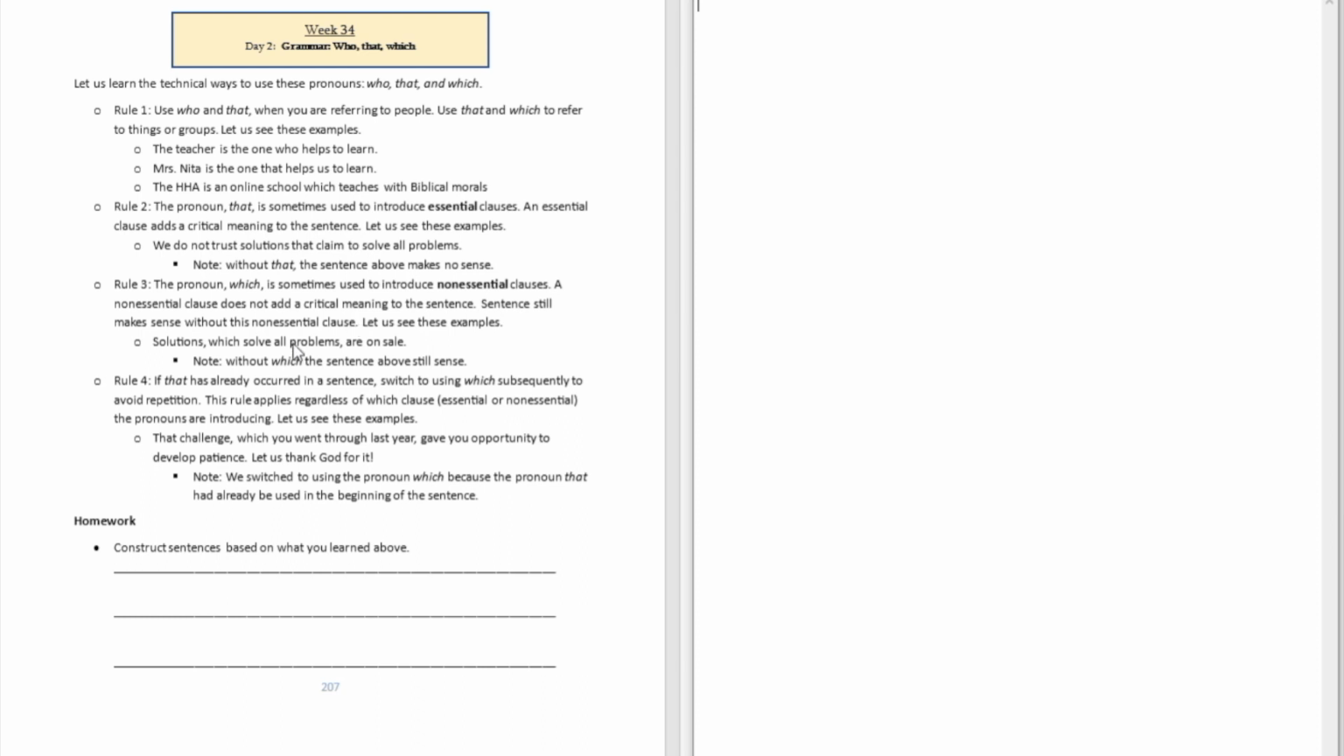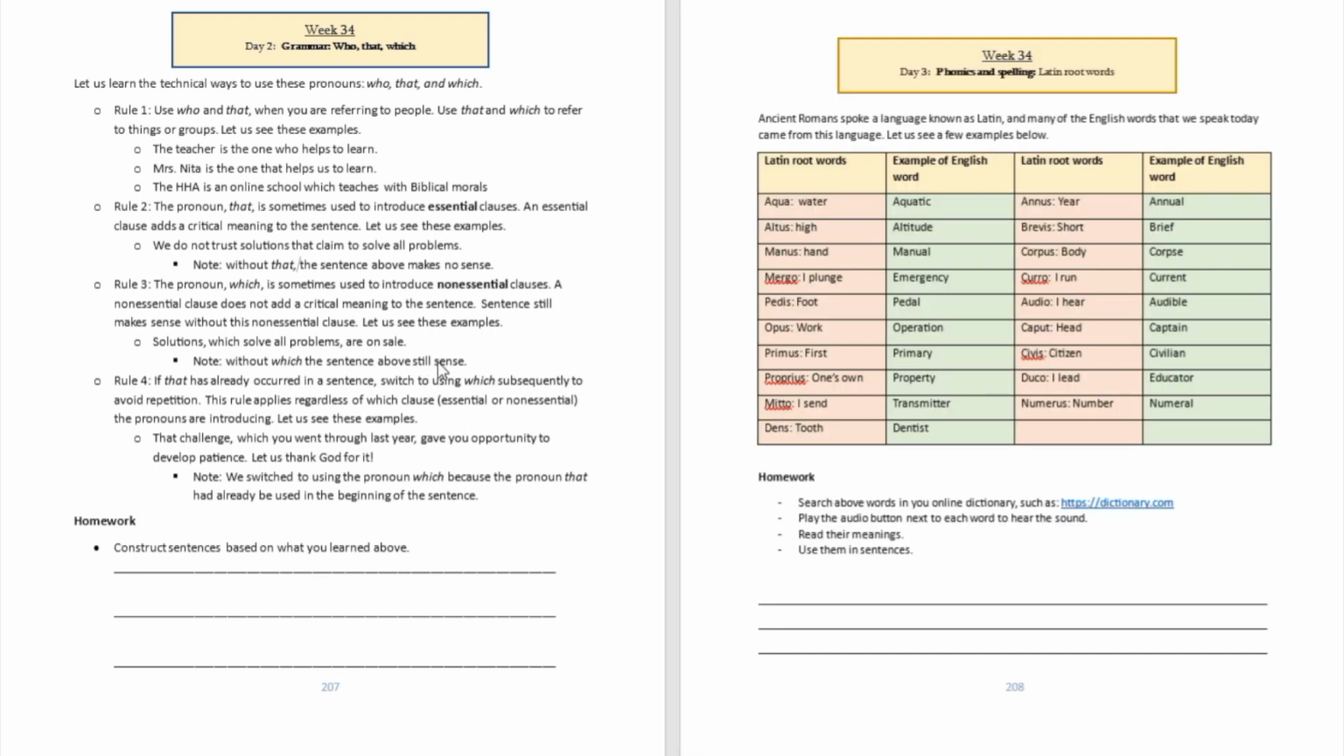Well, what's an example of that? Solutions which solve all problems are on sale. If I were to remove this non-essential clause, solve all problems, the sentence still makes sense. In other words, I can say solutions are on sale. That's correct. So without which in this sentence, the sentence still makes sense.